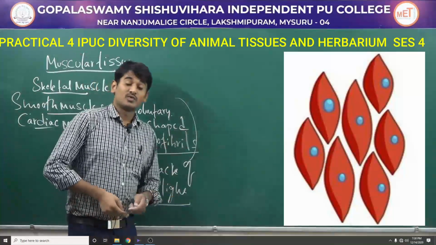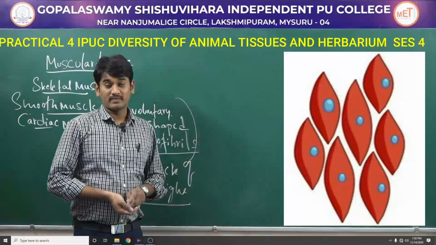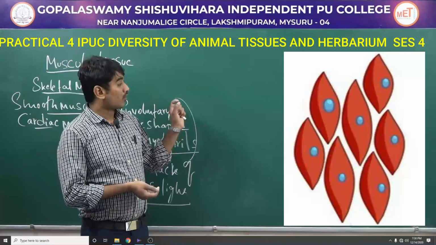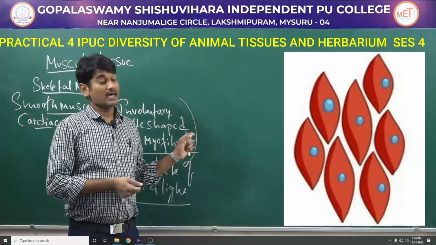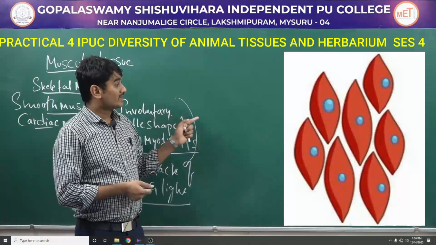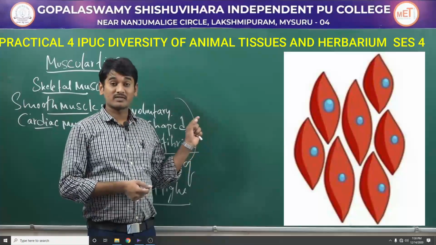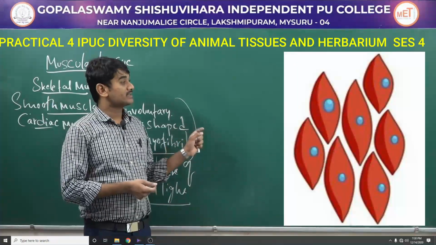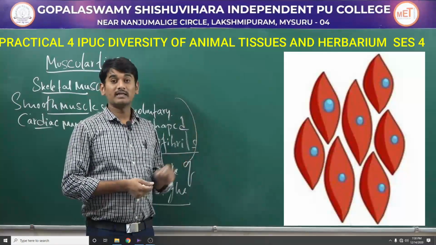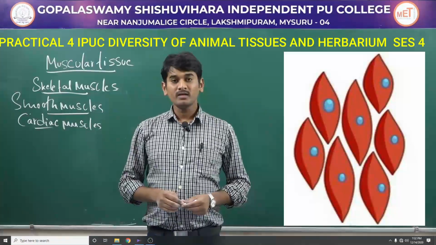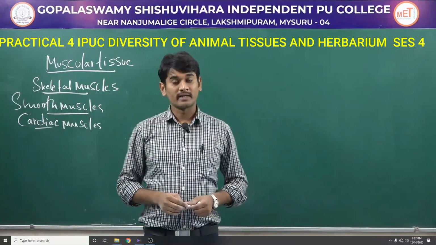Smooth muscles are involuntary muscles. These muscles are spindle shaped with thread-like myofibrils arranged longitudinally, sarcolemma with thin sarcoplasm and a centrally placed nucleus, and the myofibrils lack dark and light bands, which means absence of dark and light bands. The next one is cardiac muscles.